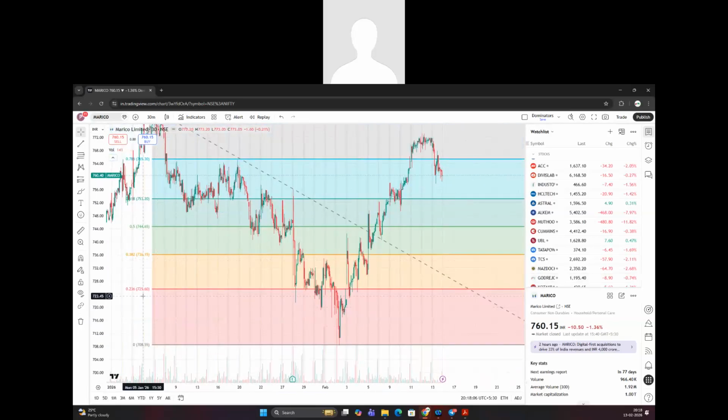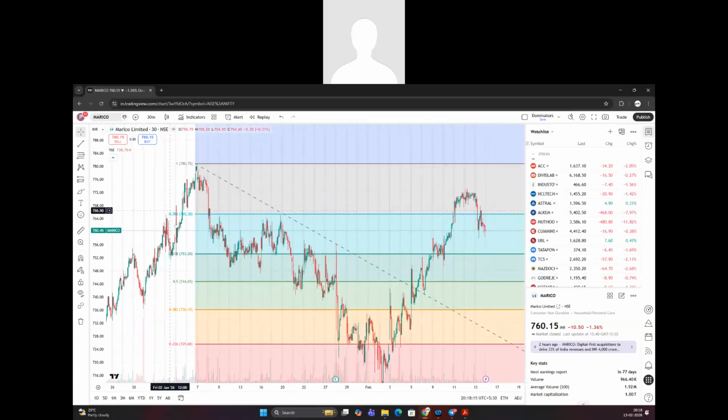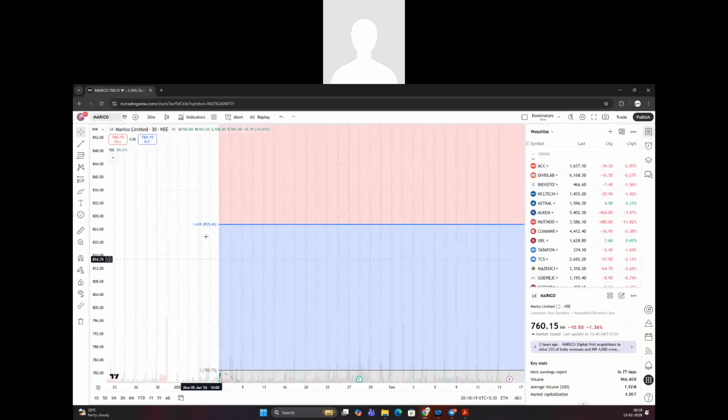So this is 0.236, 0.382, and 0.5, 0.618. This we call the golden ratio. I'll tell you why we call it the golden ratio. 0.786 and 1 and 1.618. Again, this is also a golden ratio.